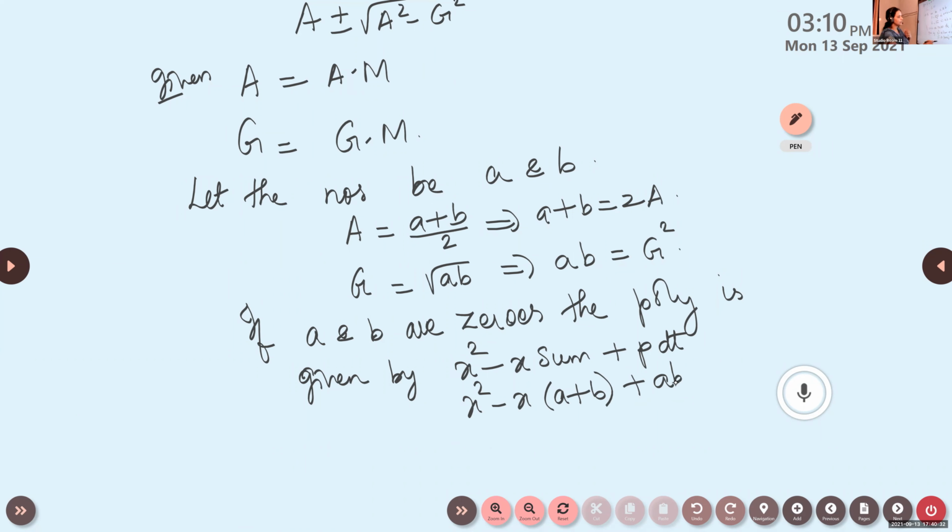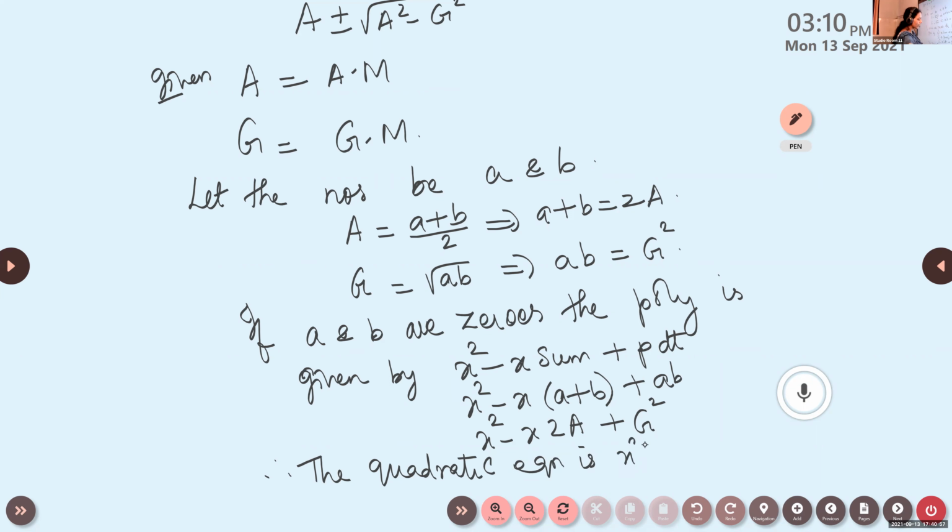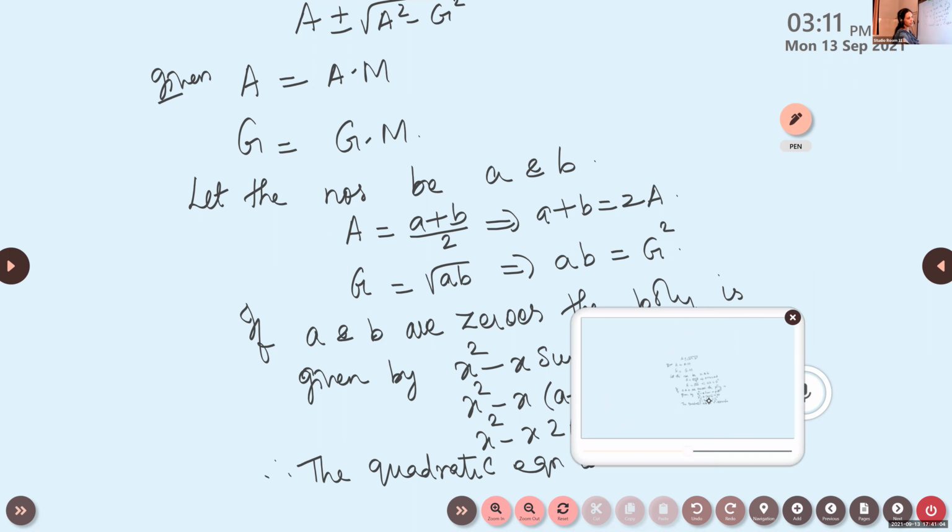Okay, so here a plus b is given and ab is given. So substitute it. x square minus x into, what is a plus b? It is 2a, plus g square. The polynomial is given by x square minus 2ax plus g square. Therefore, the quadratic equation is x square minus 2ax plus g square is 0. So we get this as the quadratic equation.